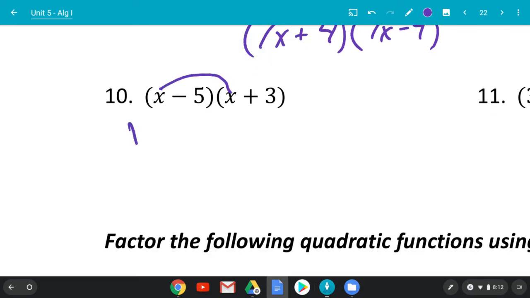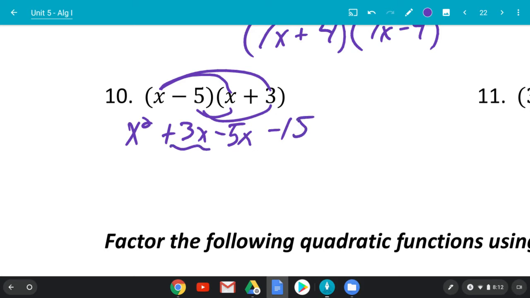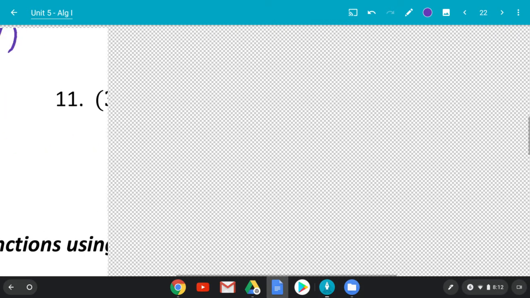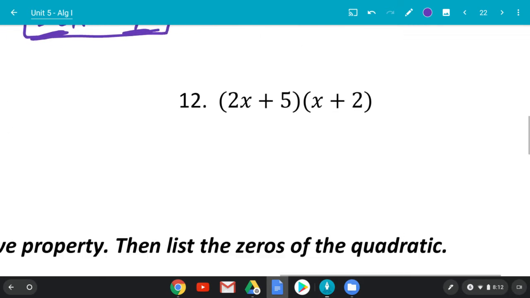Distribute. x times x is x squared plus 3x minus 5x minus 15. Combine my like terms in the middle: x squared minus 2x minus 15. How many people got that one right? Excellent.